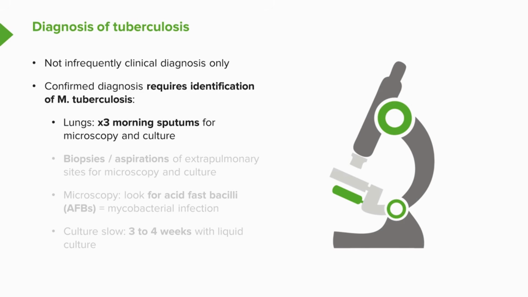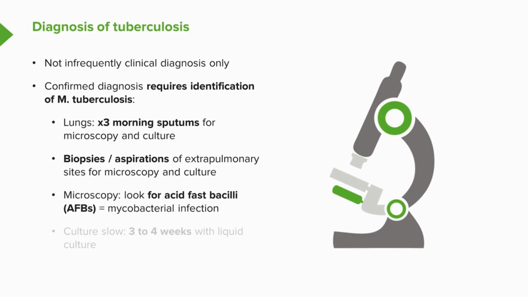For extrapulmonary disease, we may be able to get a sample. So, for example, genitourinary disease, the urine might be positive. Meningitis, the CSF might be positive. But we often have to do biopsies of the affected tissue as well, because that will give us a sample for culture and also for looking histologically for the characteristic granulomas that I mentioned earlier.